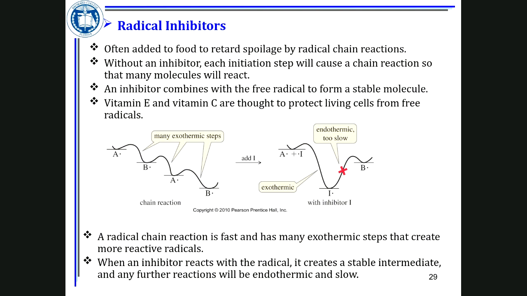Radical inhibitors, like vitamin E or vitamin C, are hoped to be inhibitors of aging. They are going to cause obstacles for the free radicals that cause aging. They provide a free radical for them to stop.